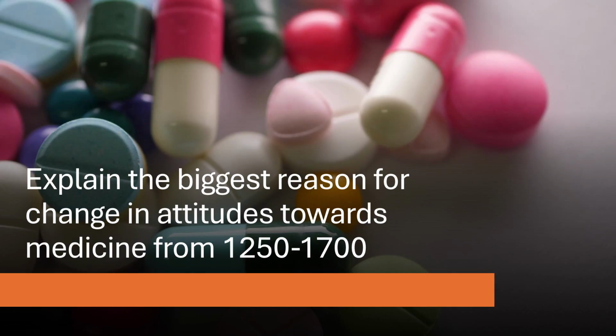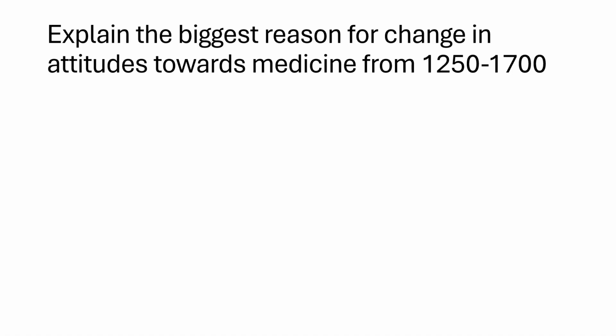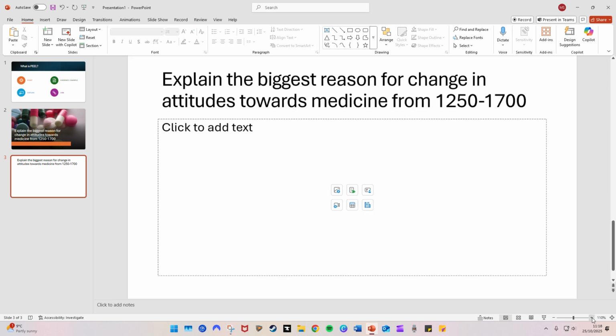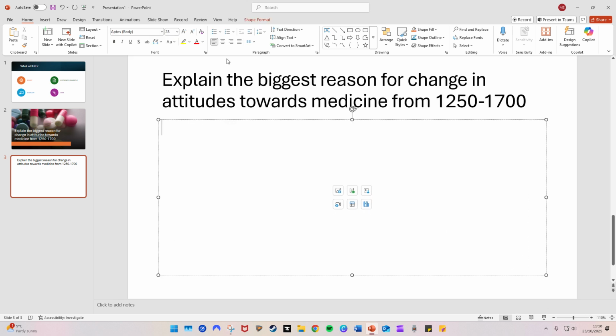So I've come up with an example question here because I'm going to try and help write an answer for you to give you an idea of where to begin. Explain the biggest reason for change in attitudes towards medicine from 1250 to 1700. Now, you could say whatever you think fits here, really. But for argument's sake, I'm just going to keep it simple.